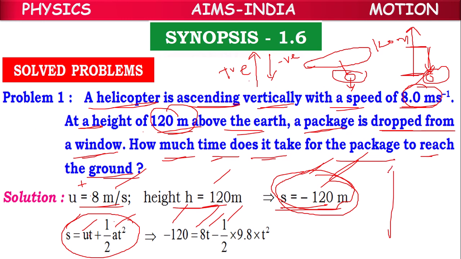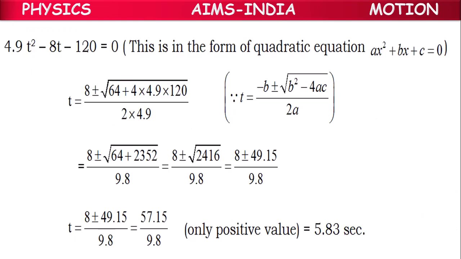What about a? As the upward direction we have taken positive, gravity acts downwards, which is negative. So in the place of a we can substitute minus g. G value is 9.8 meters per second square on most places of the earth. So a value is minus 9.8 into t square. Next, 2 into 4.9, we can divide with 4.9. So if we write in order, 4.9 t square will come first, after that minus 8t, after that minus 120 equals 0.